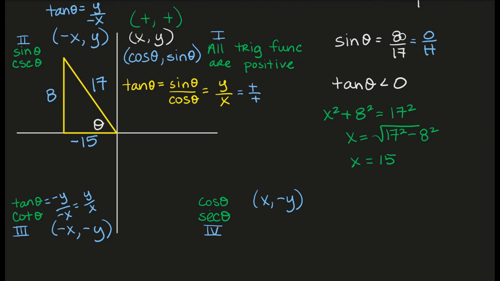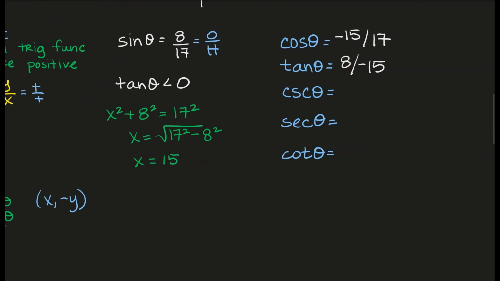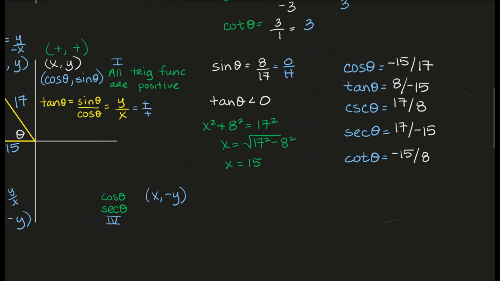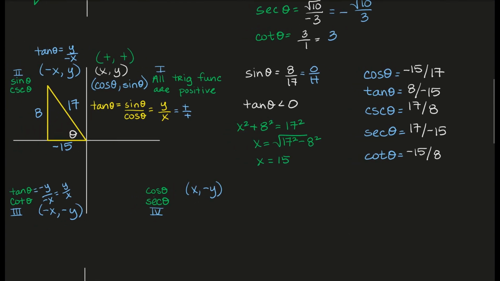Cosecant. Now, since they've already given you sine, you could just flip this value. If sine is 8 over 17, then cosecant has to be 17 over 8. Secant is going to be the reciprocal of cosine. So here, this would be 17 over negative 15. And then cotangent has to be the reciprocal of tangent. So negative 15 over 8. So these are all of my trig ratios given this initial starting information here.